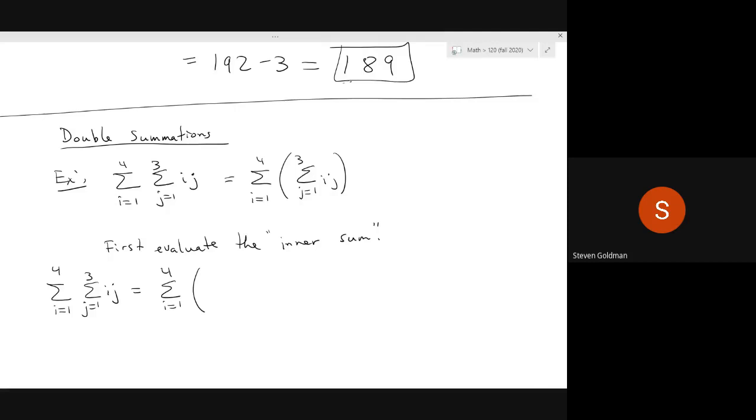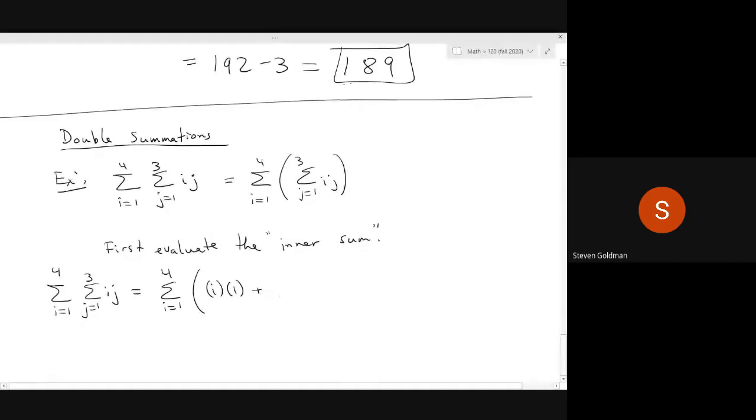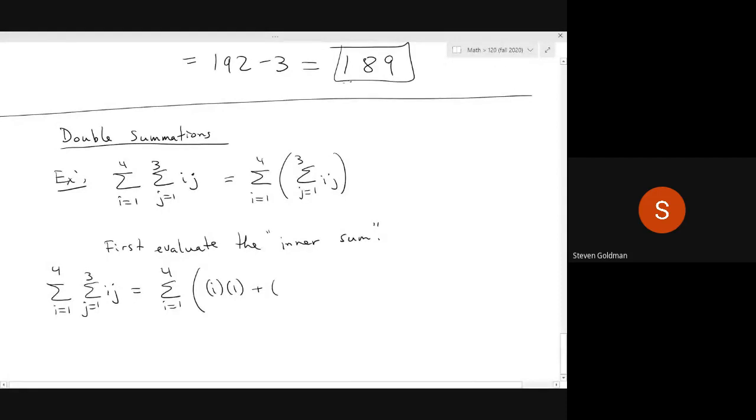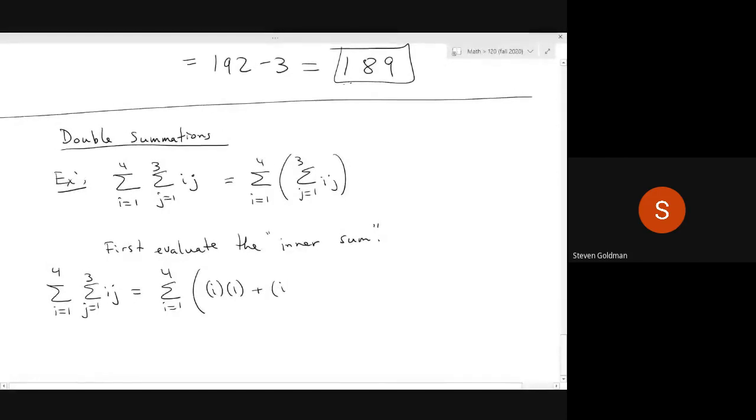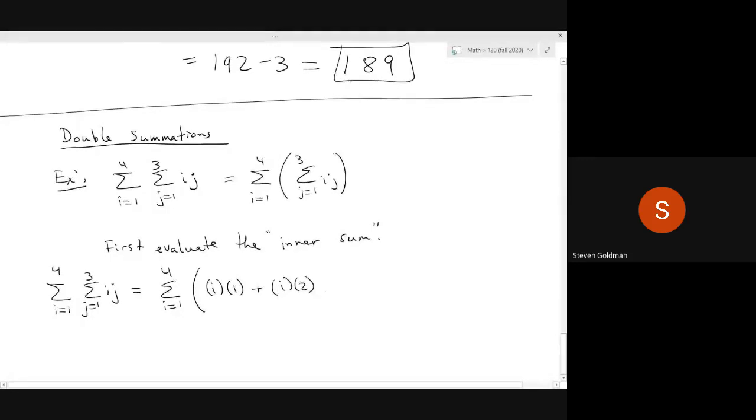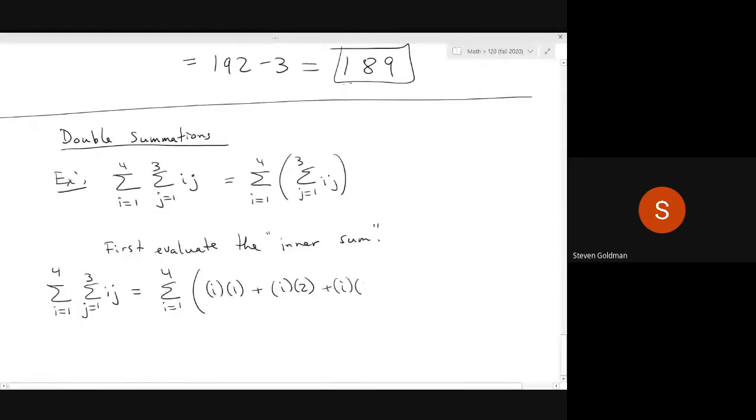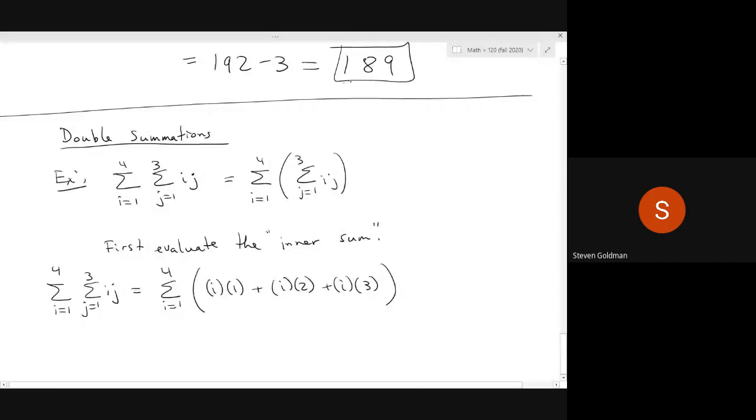If I plug in 1 for j, I'm going to get i times 1 plus. Next, I'm going to plug in 2 for j. I'll get i times 2. Then I plug in 3 for j. I get i times 3. So notice that the i is not yet changing. I'm not doing anything with the i. The i so far is remaining as an i. It's just j that's changing first.